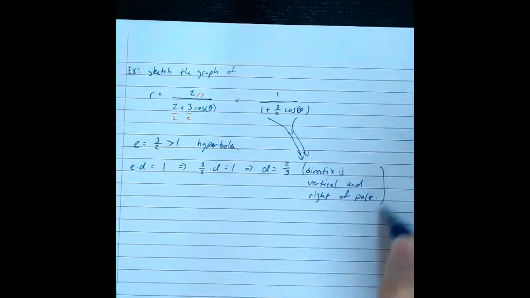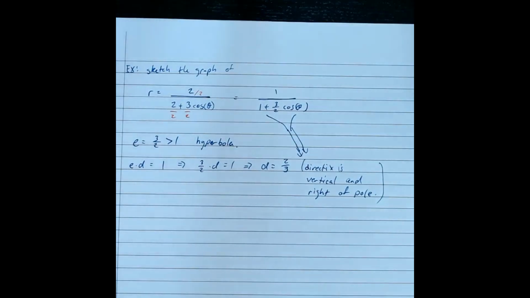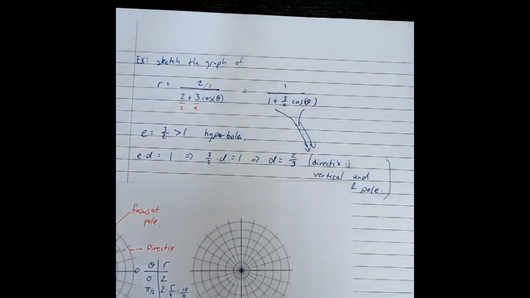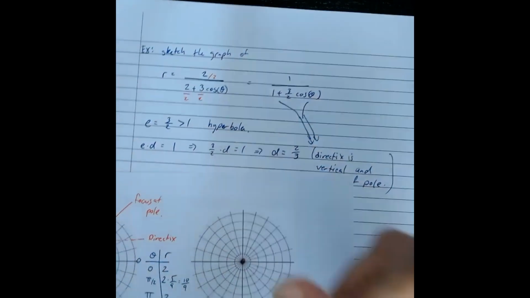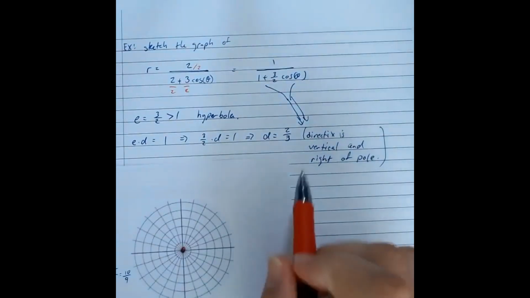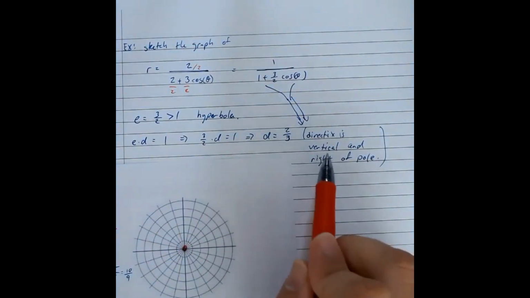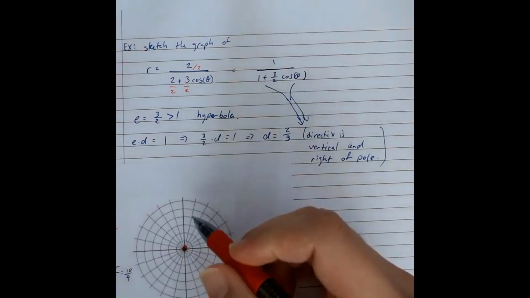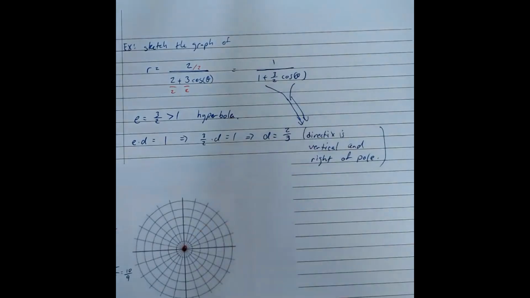All right, and that should be all the information that we need to get started. We have our focus that's at the pole, and we know that that's going to be right there. We have a directrix that's 2/3 of a step away from the pole, and it's going to be a vertical directrix to the right of the pole. Okay, so from here it's going to go to the right by 2/3 of a step, so not very much, not even all the way to 1.